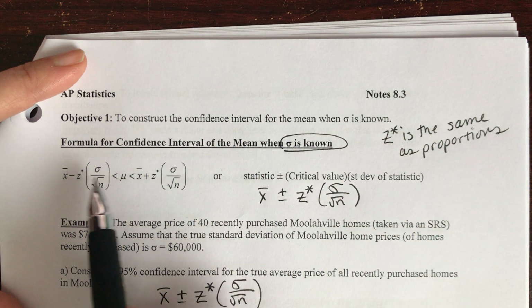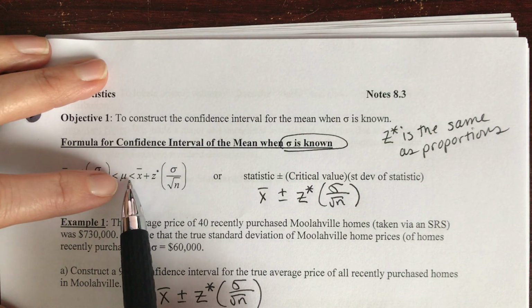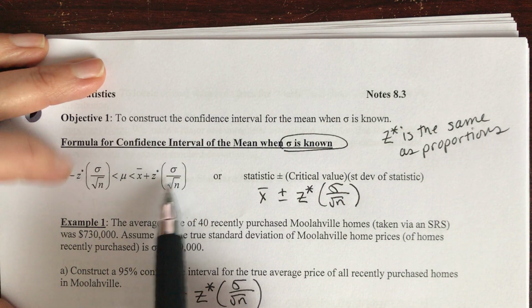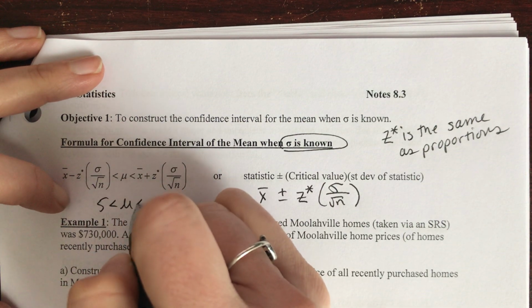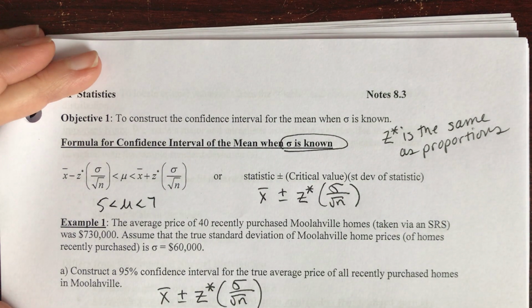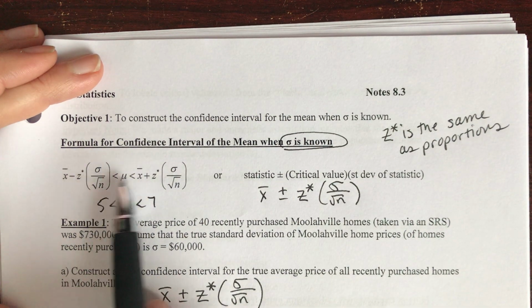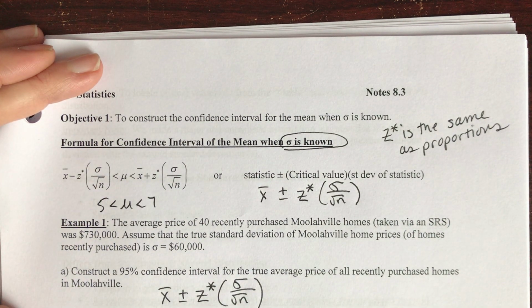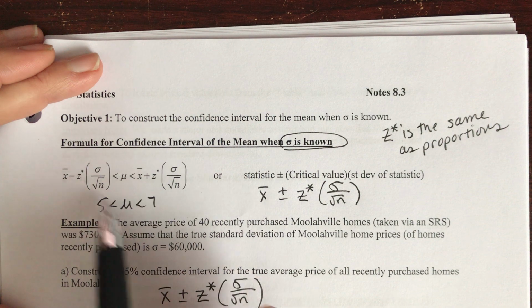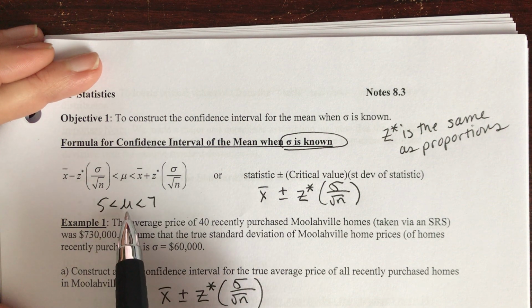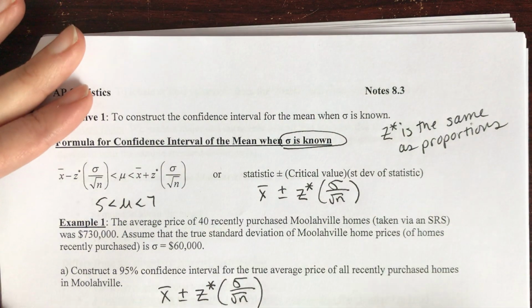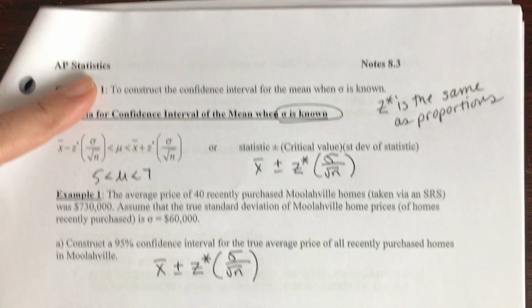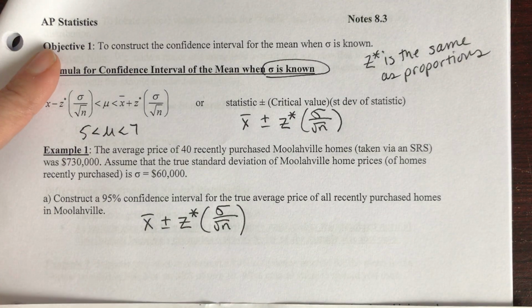Over here, I just broke it down into actual interval notation. It could be, for example, 5 less than mu less than 7 in the end. This is one way it can be shown, and this is actually the way I prefer. You could do the same thing with proportions and put a p in the middle. The College Board writes it like interval notation with parentheses, and that's okay too. So let's take a look at example 1, and we'll kind of cruise through this.